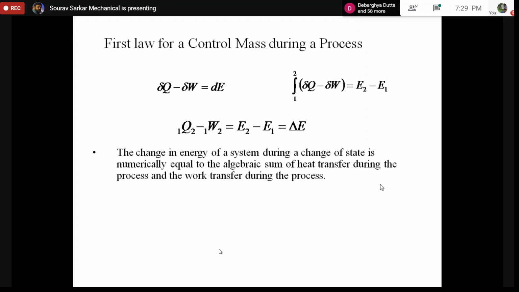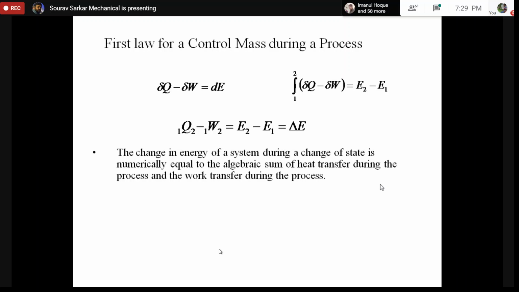So if I try to say it in the form of a statement, the change in energy of a system during a change of state is numerically equal to the algebraic sum of heat transfer during the process and the work transfer during the process. So you forget the complex statement.